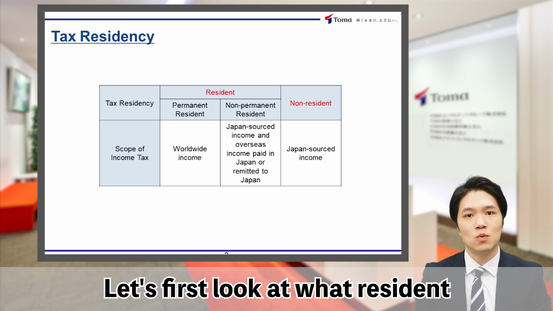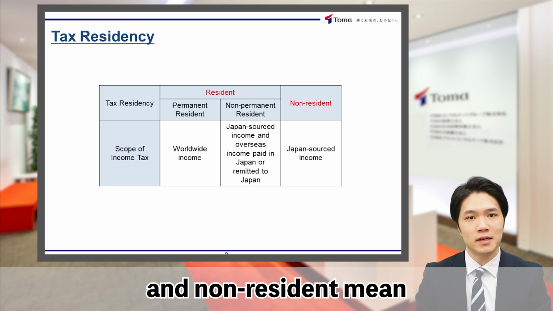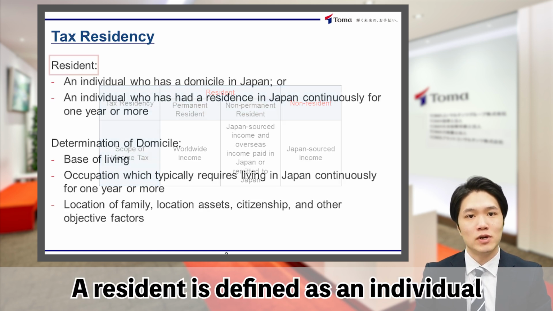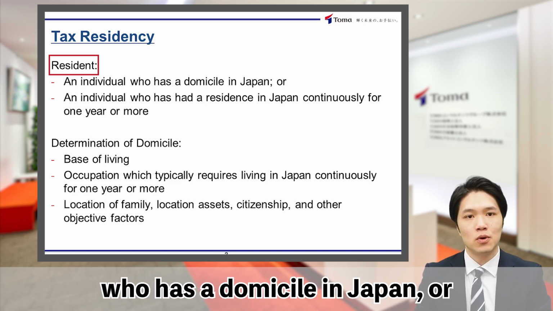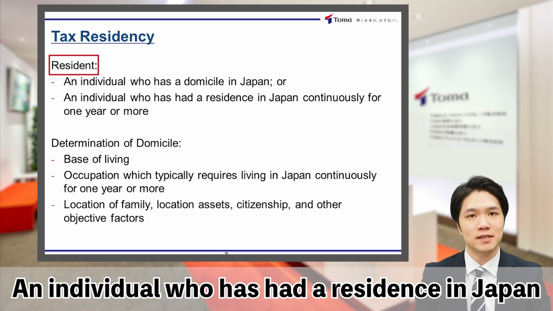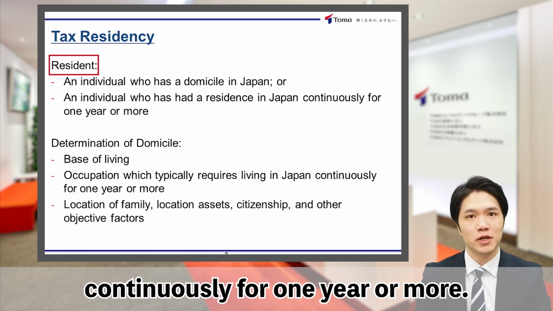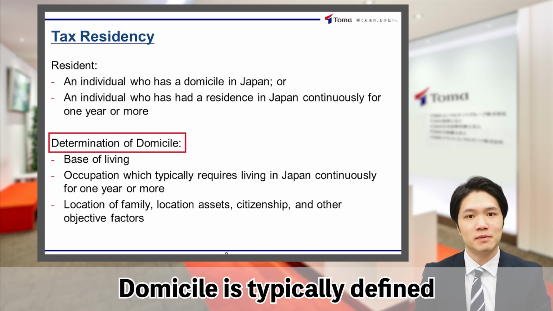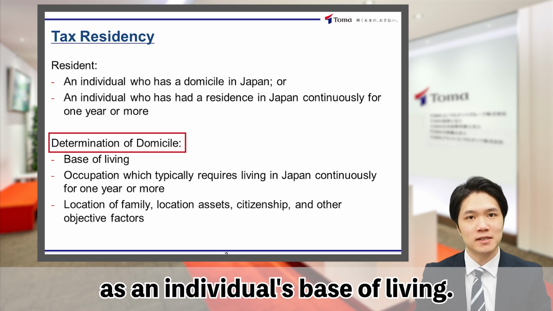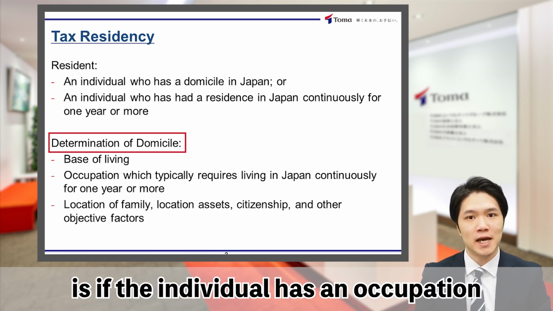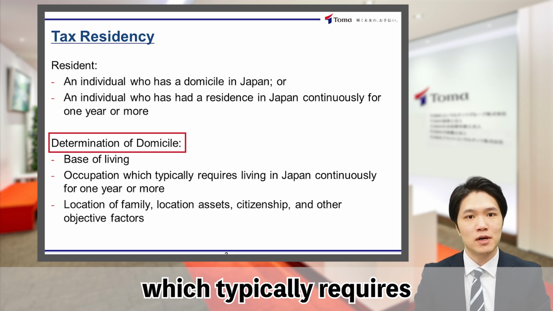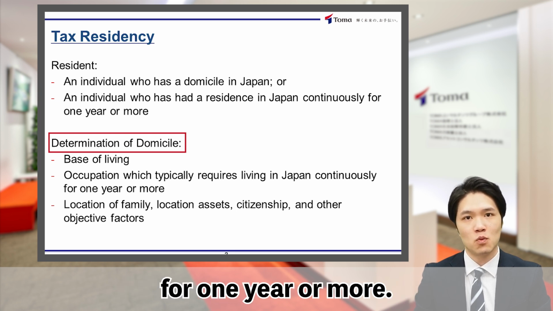Let's first look at what resident and non-resident mean under Japanese tax law. A resident is defined as an individual who has a domicile in Japan or an individual who has had a residence in Japan continuously for 1 year or more. Domicile is typically defined as an individual's base of living. One of the most common ways this is determined is if the individual has an occupation which typically requires living in Japan continuously for 1 year or more.